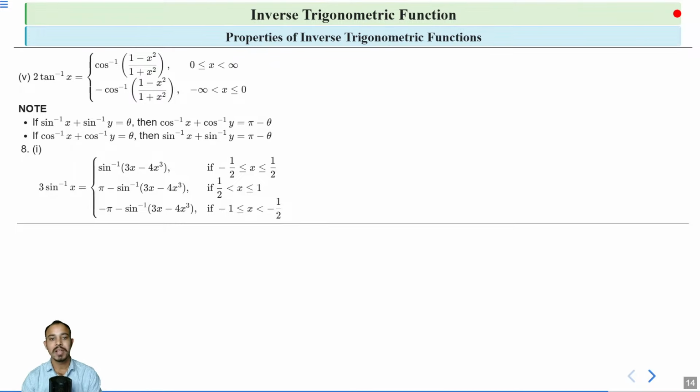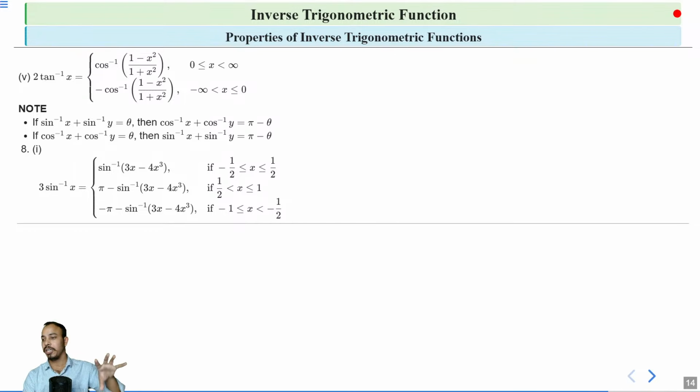So 3 sin inverse x is equal to sin inverse of 3x minus 4x cube, if minus 1 by 2 is less than or equal to x less than or equal to 1 by 2. When your x lies in the interval minus 1 by 2 to 1 by 2, then 3 sin inverse x is equal to sin inverse of 3x minus 4x cube.